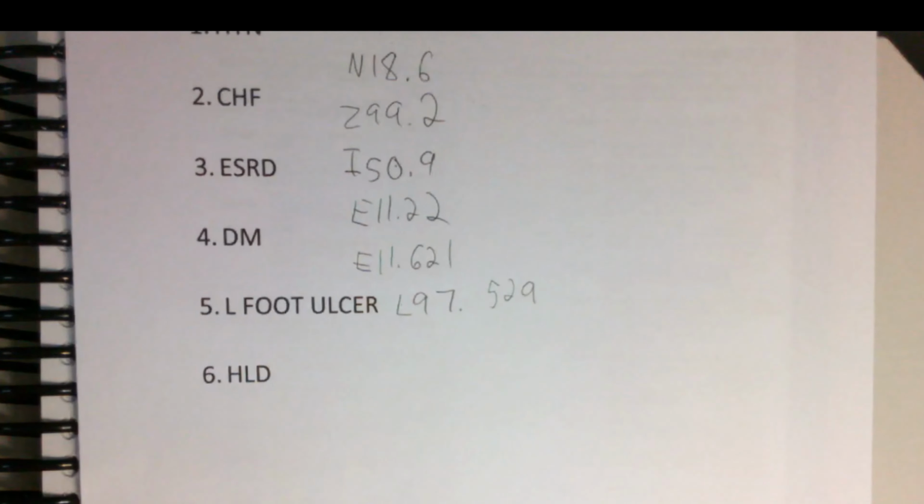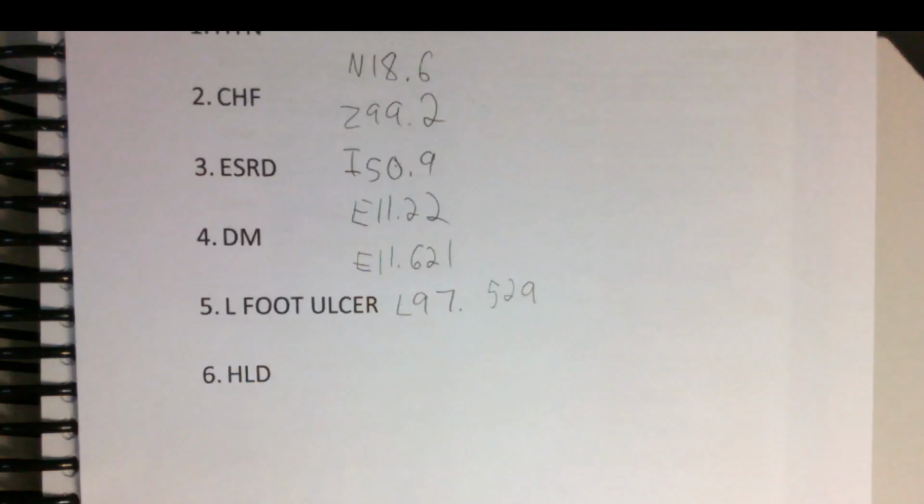And then all we have left is HLD, which is hyperlipidemia. So E78.5, and then we'll verify that in our tabular list. And there it is, E78.5, hyperlipidemia unspecified.